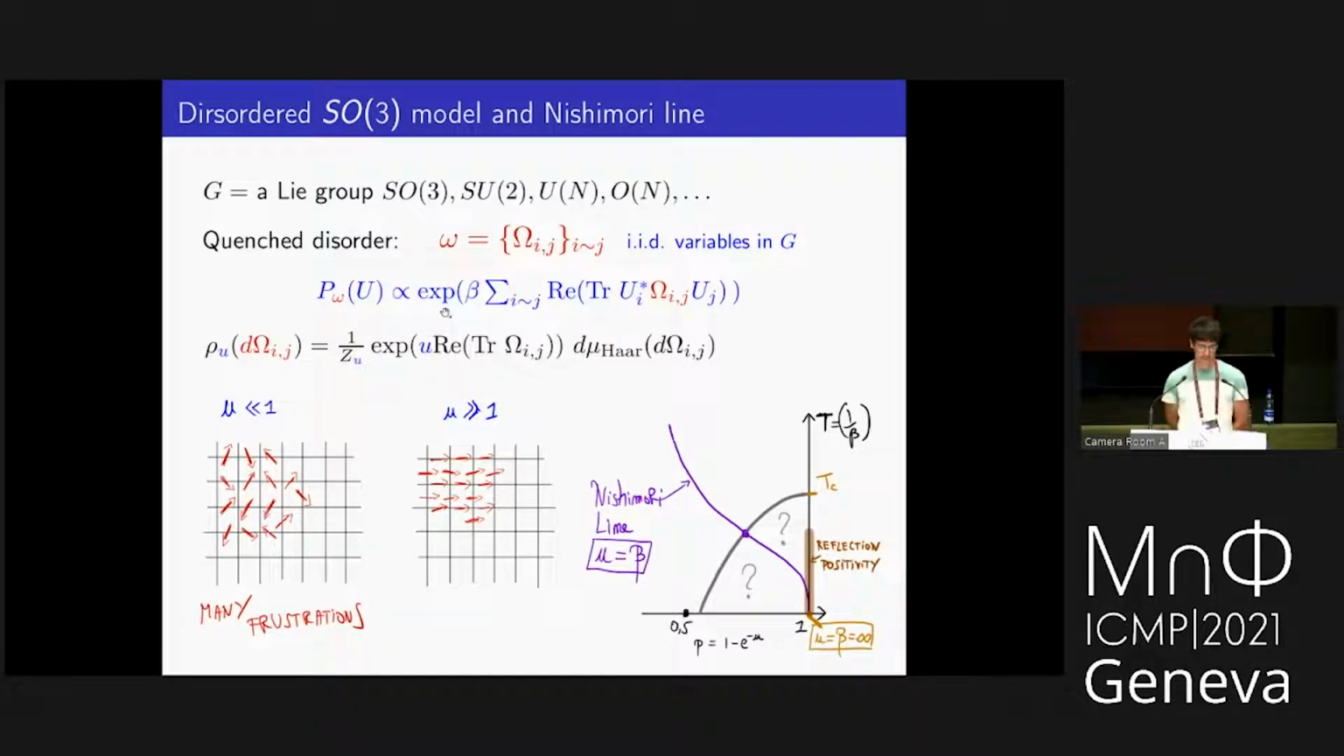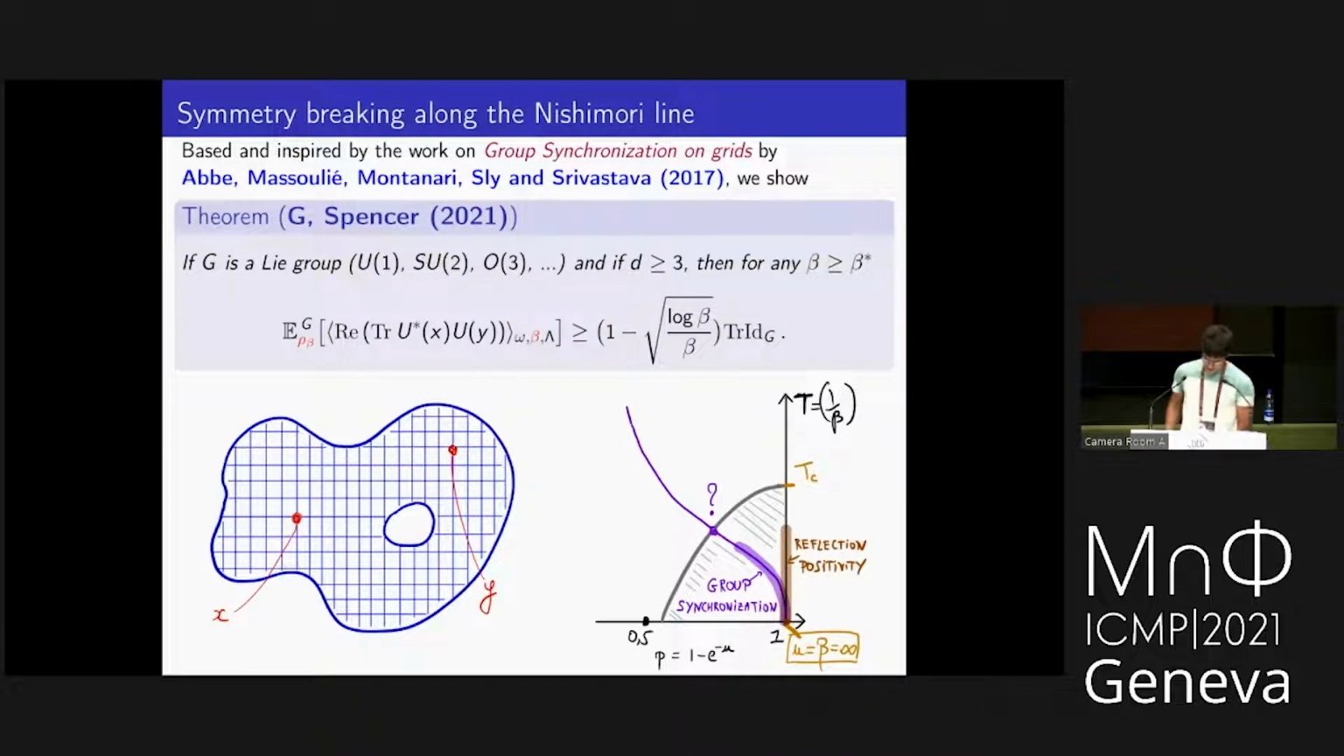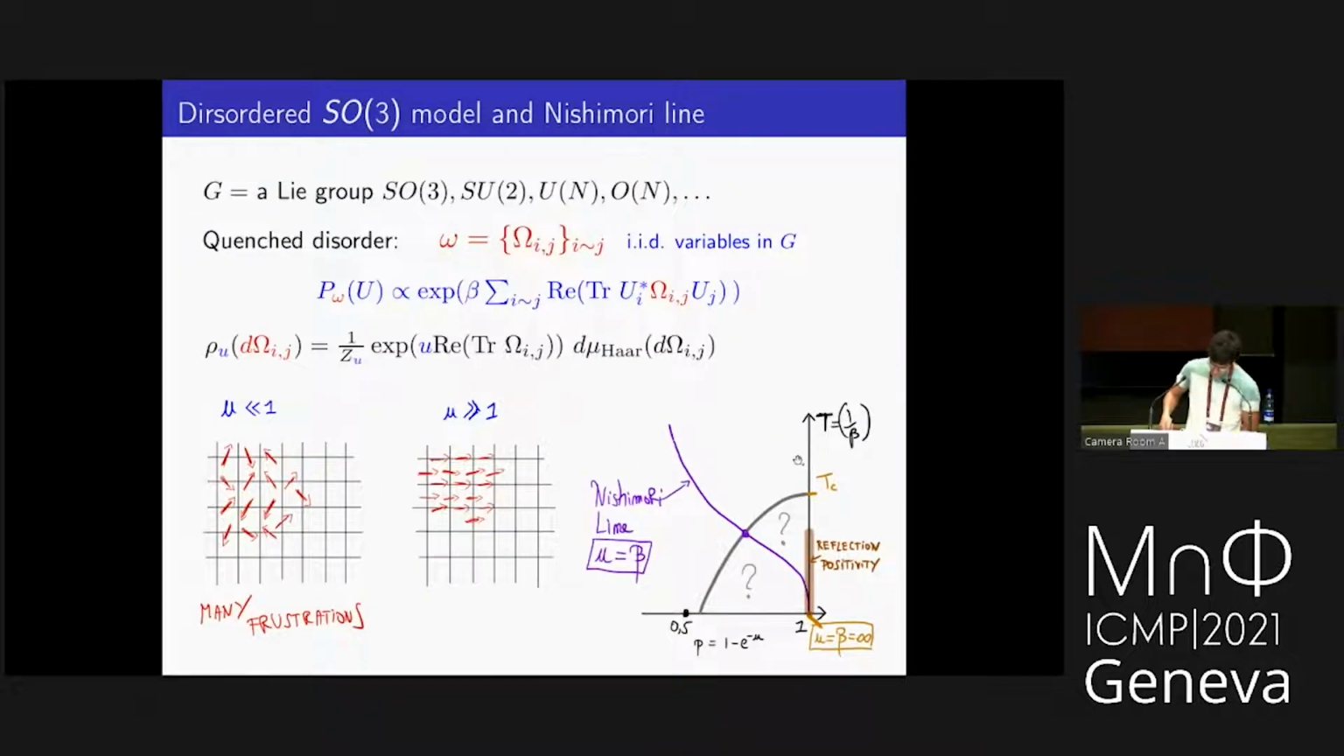And it still has the property that when u is very small, it's more or less the Haar measure. It's very disordered, many frustrations. And when u is large, this measure is more or less concentrated around the identity of the Lie group G. So we still have this diagram here. And on this axis, we have the classical G-valued spin model on Z^d, and reflection positivity works very well there. And you have long-range order up to a certain point, which is not quite the true critical point. This is well known since the late 70s. Now you can also define a Nishimori line, which corresponds to this u equals beta. And as in Nishimori's works, it's easy to see that you can compute exactly some thermodynamic quantities.